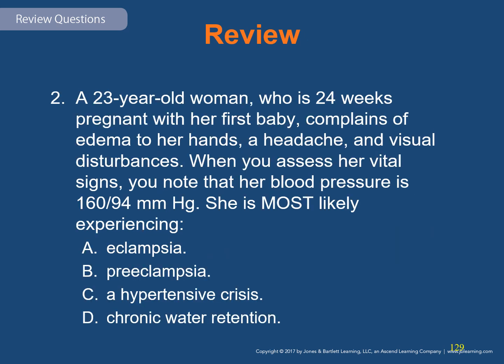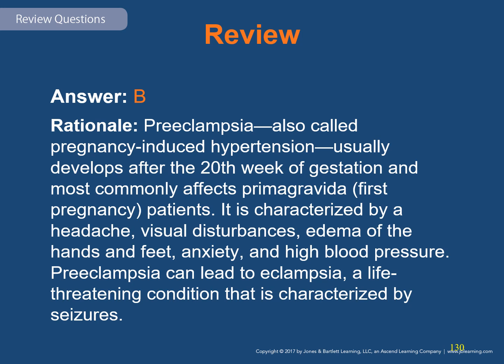Review question 2. A 23-year-old woman who is 24 weeks pregnant with her first baby complains of edema of her hands, a headache, and visual disturbances. When you assess her vital signs, you note her blood pressure is 160/94. She is most likely experiencing: A. Eclampsia, B. Preeclampsia, C. A hypertensive crisis, D. Chronic water retention. The correct answer is B.